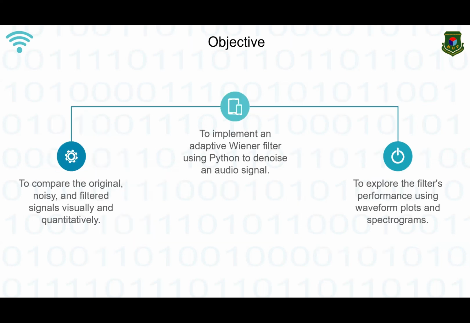Now, if we look into the objectives, our first objective is to implement an adaptive Wiener filter using Python to denoise an audio signal, and then to compare the original, noisy and filtered signals visually, and then to explore the filter's performance using waveform plots and spectrograms as well.